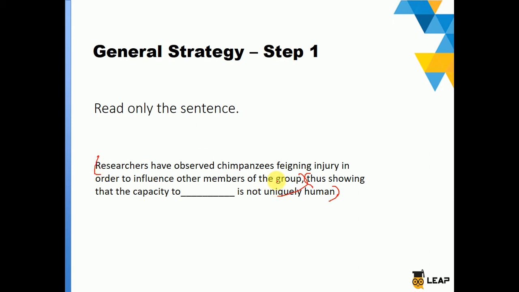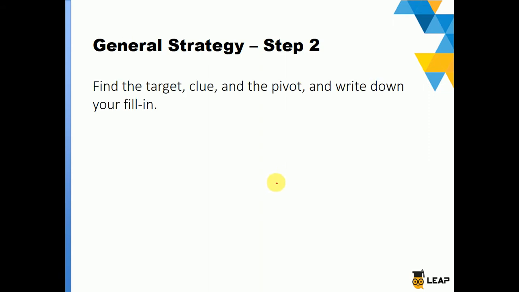Now let's look at the second step in the general strategy, which is where you find your target, your clue, your pivot, and your fill-in. The fill-in has to come later on, of course. So we're going to cut that out of the picture right now. Just a second.